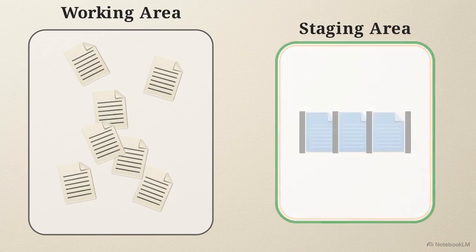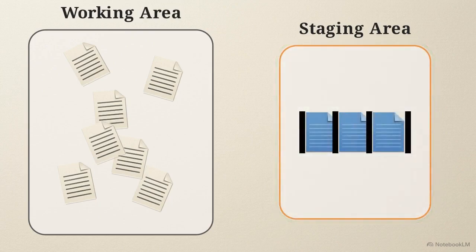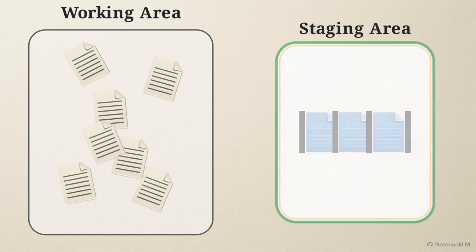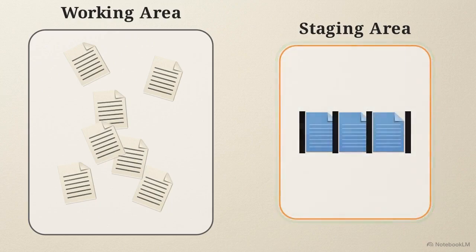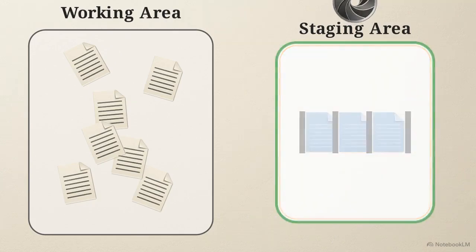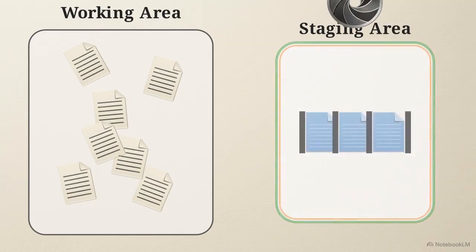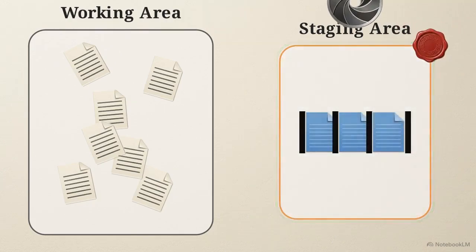Notice the pulsing border here. At this stage, the photo hasn't been taken yet. You are merely preparing a curated selection of files that you want to be recorded together as a single group. Once everything looks right, you give the final instruction for the photographer to click the shutter. This permanent save is a commit.